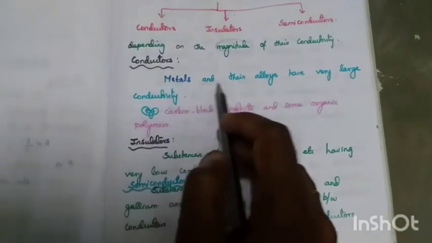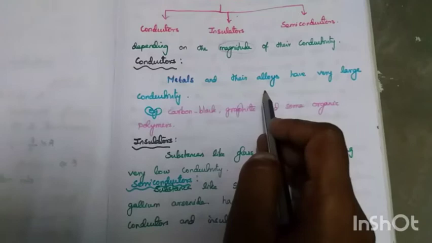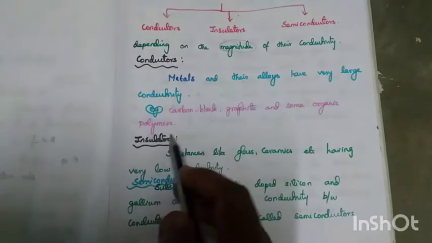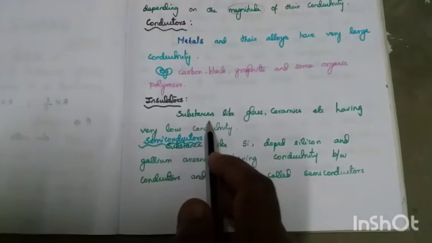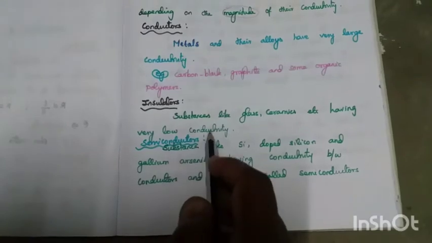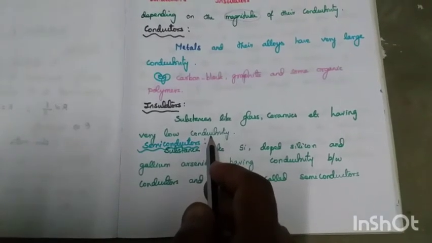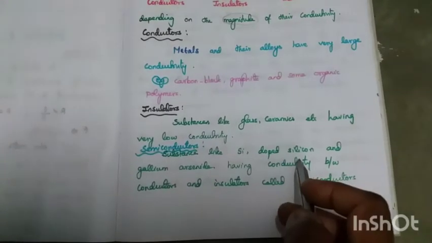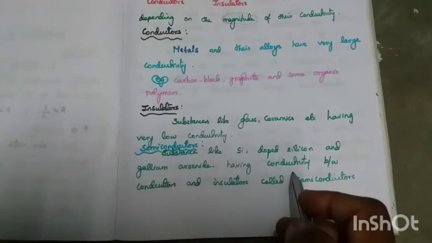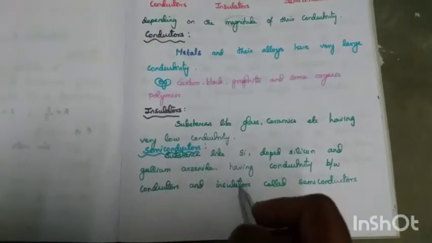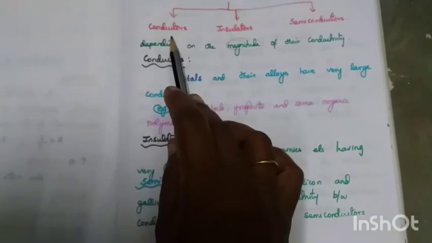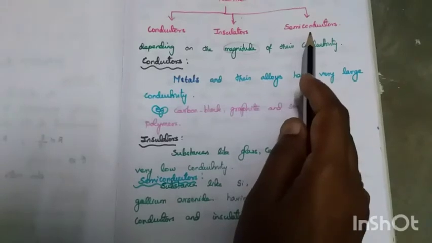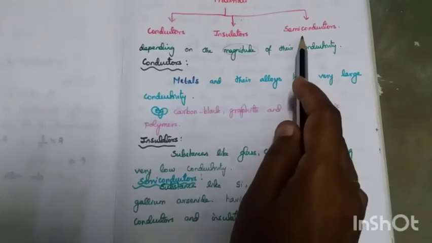Conductors: metals and alloys have very good conductivity. Other examples are carbon black, graphite and some organic polymers. Insulators are substances like glass, ceramics, etc., having very low conductivity. Semiconductors are substances like silicon, doped silicon and gallium arsenide, having conductivity between the conductor and the insulator. Conductors allow the electric current to pass through them, insulators do not, and semiconductors are in between.